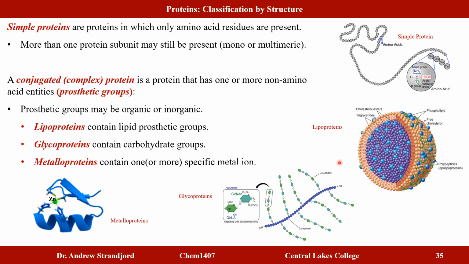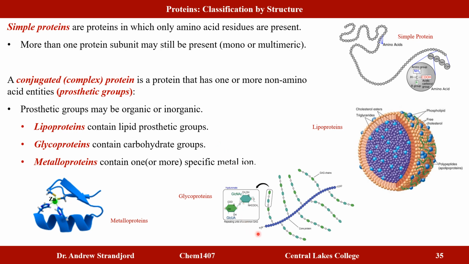Here is an example of a very large lipoprotein. The green squiggly lines here represent the polypeptide chain. The orange molecules represent phospholipids. The blue dots on the outside here represent free cholesterol lipids. We also in the side here have triglycerides and some cholesterol esters in the middle. A lipoprotein. A glycoprotein contains carbohydrate groups or sugars.